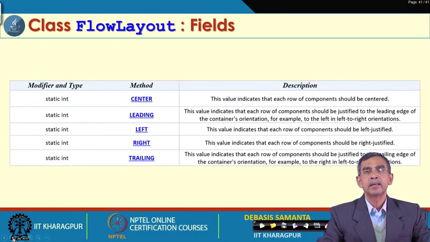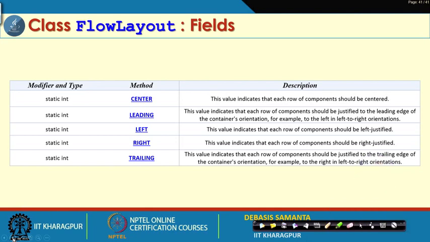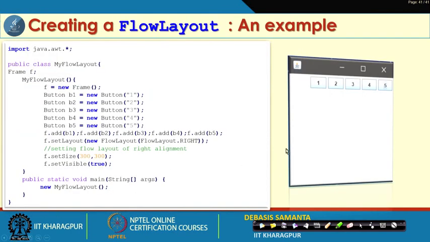Now, let us look at the fields: CENTER, LEADING, LEFT, RIGHT, TRAILING. That means there are different ways the manager can align things. Center means all is centered, left means left alignment, and all these have their usual meanings. And here is an example. Let us see how we can use this flow layout manager in a program.